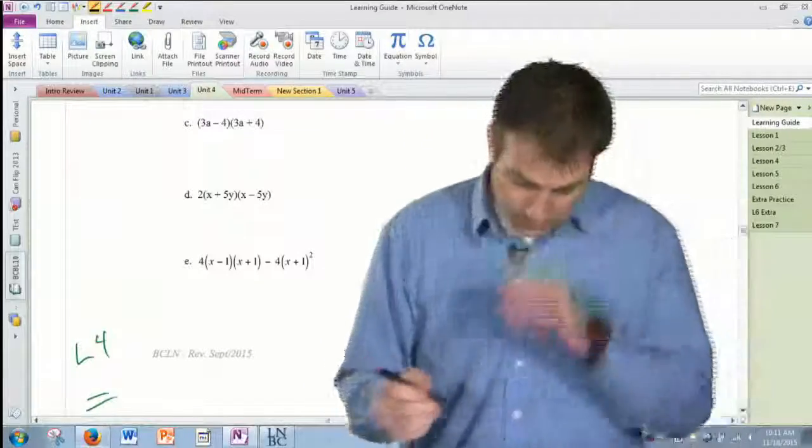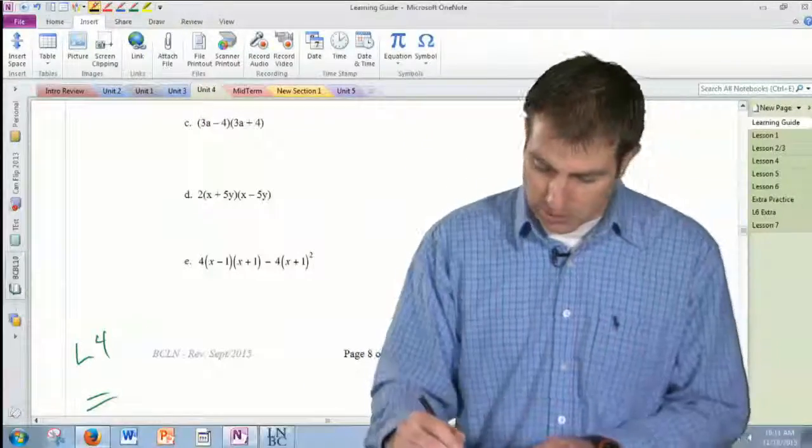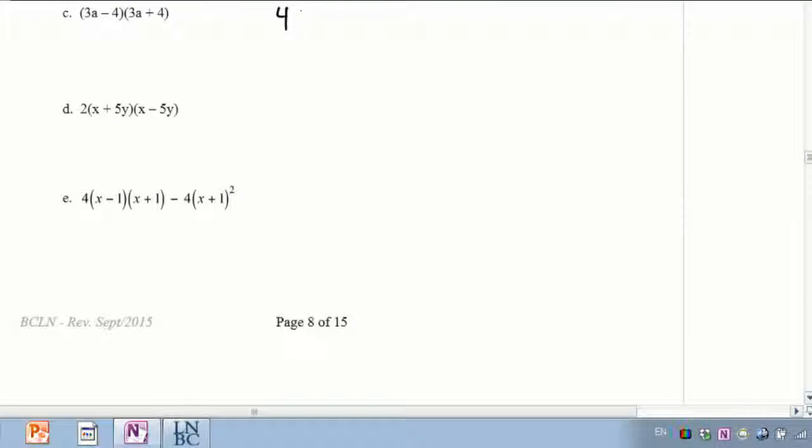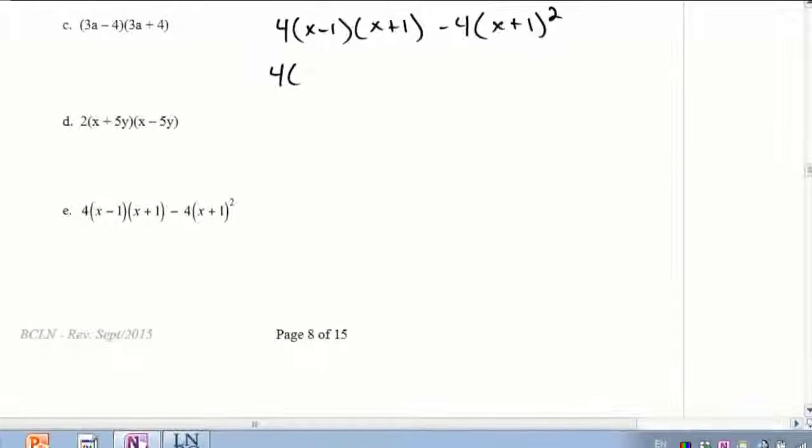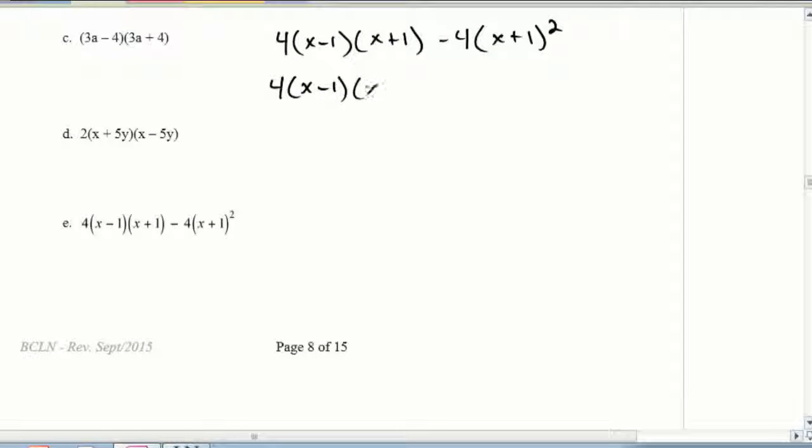So what I'm going to do is start with the 4 out front. I'm just going to rewrite it up here so I have some space. All right. So 4x minus 1, x plus 1. I'm going to leave it like that. And then I have this x plus 1 squared, which I'm just going to write as x plus 1 times x plus 1.